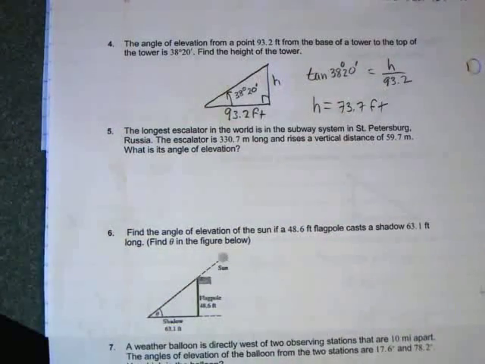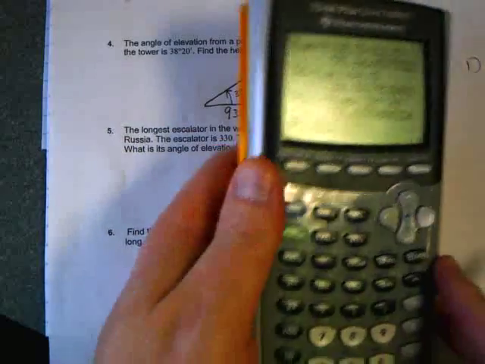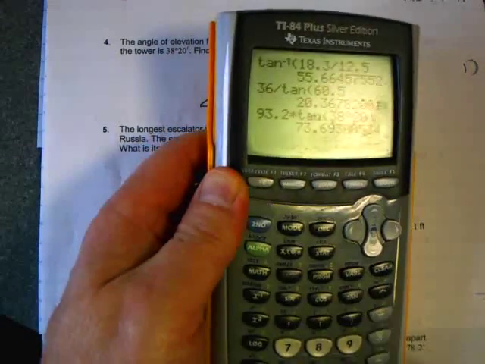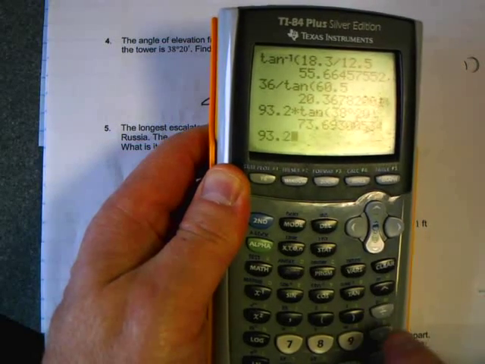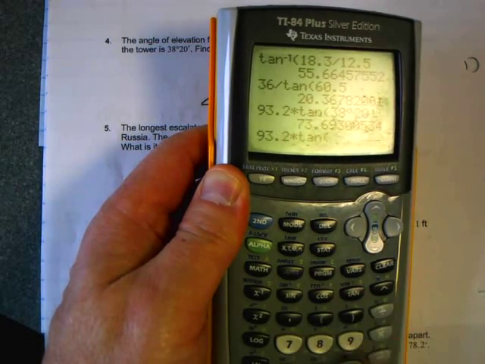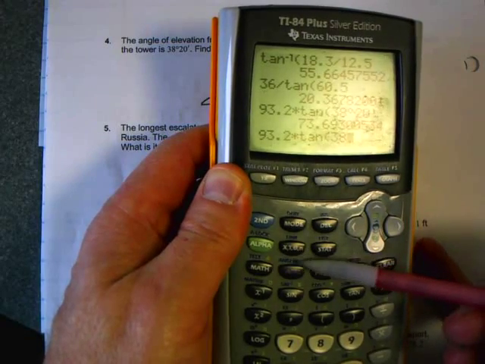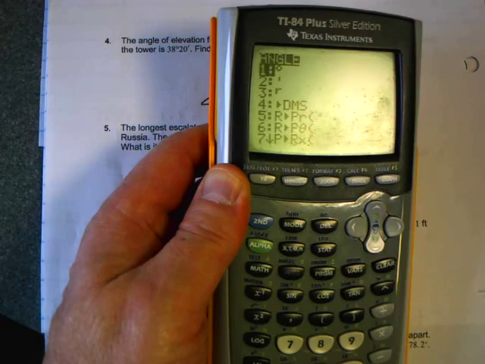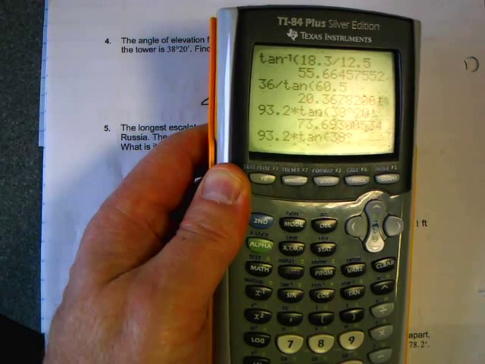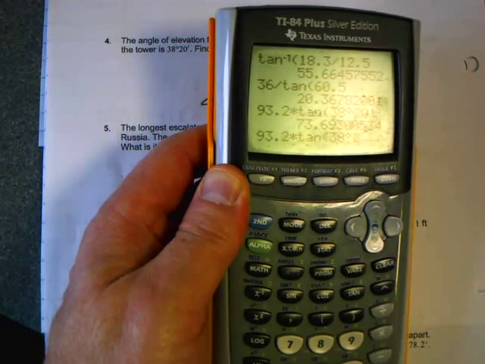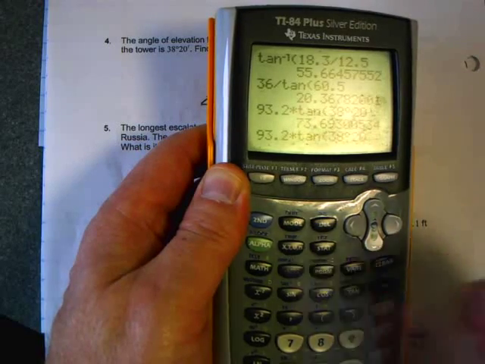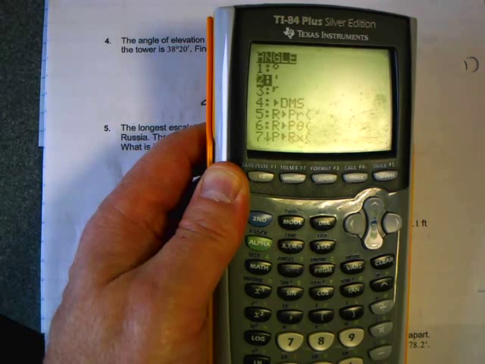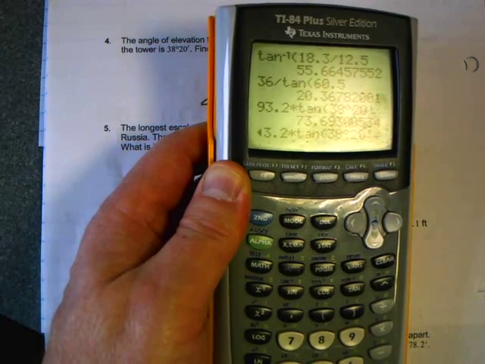Did you get degrees again? How did I get degrees? I went 93.2 times tangent 38, and you get the angle button here on apps. So I went second angle. The first one is degrees, and then 20, and then into this angle thing again. Second angle, minutes. I typed it in that way.